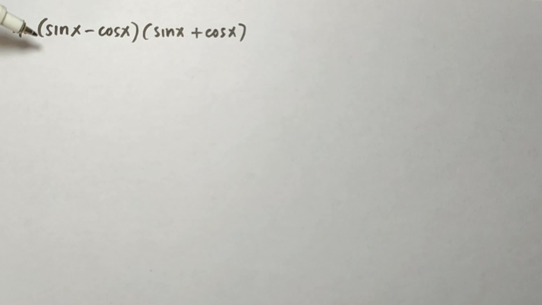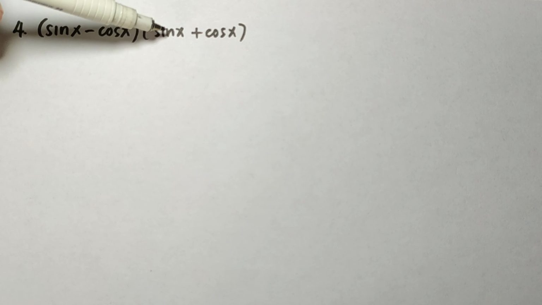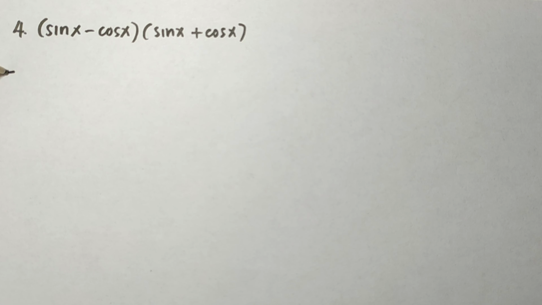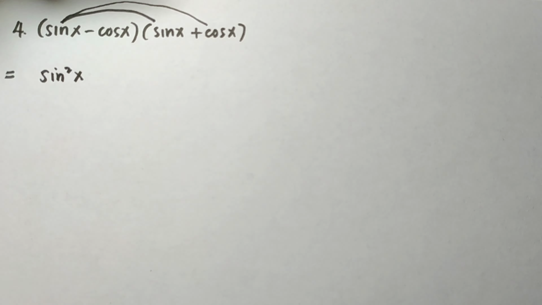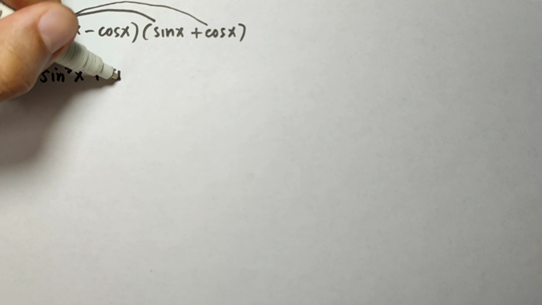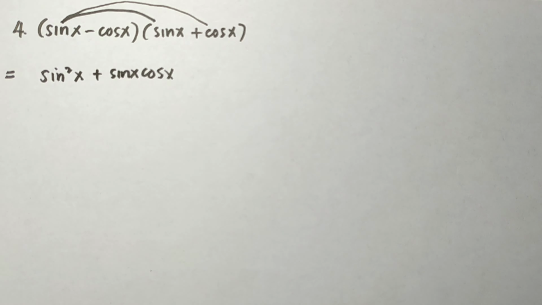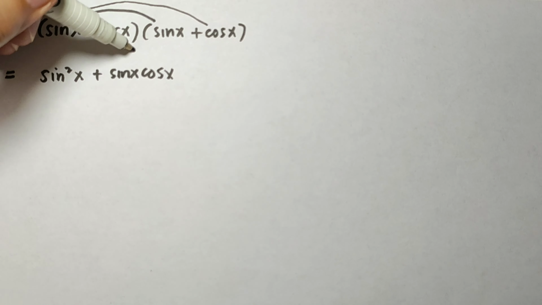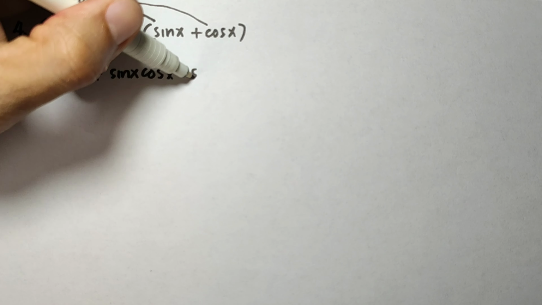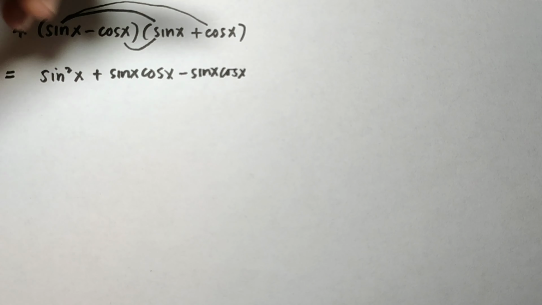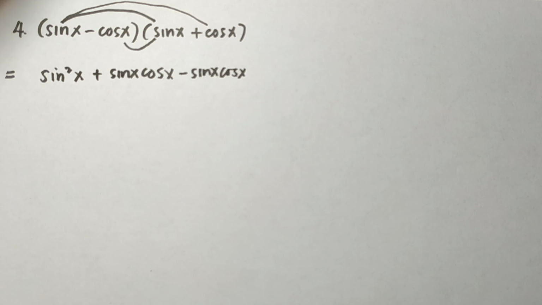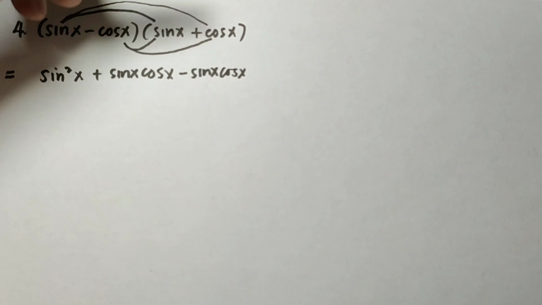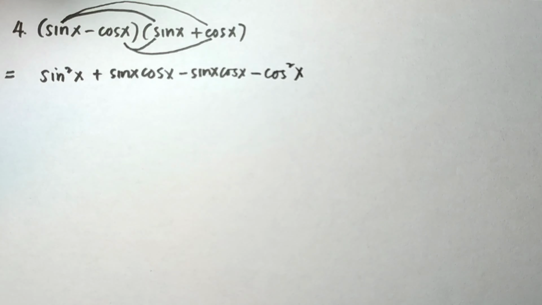Question number 4. We have sine x minus cosine x times sine x plus cosine x. So we may multiply this by using the FOIL method. So sine x times sine x will be sine square x. Outer term to outer term, sine x times positive cosine x is positive sine x cosine x. Also, multiplying the inner terms, we will have negative sine x cosine x. That is also the same with cosine x sine x. Then last term to the last term, the product of that is the negative cosine square of x.